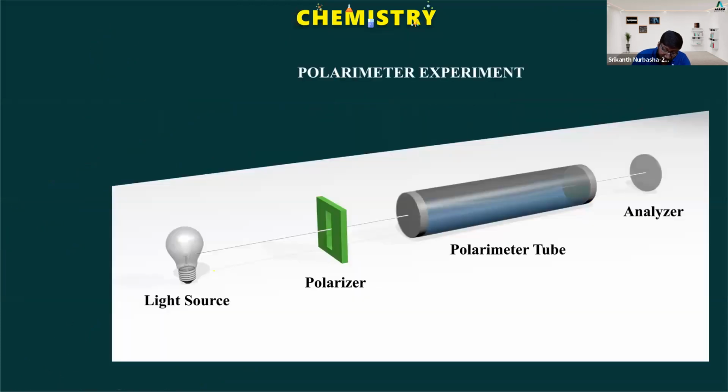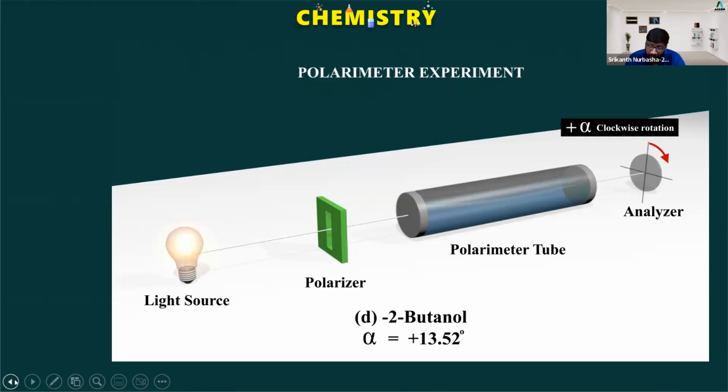So this is the light source. The light source is passed to a polarizer, and you have a polarimeter tube, and then we have an analyzer. So you can just look at the way the rotation is actually happening. From the light source, whatever light you are getting, after passing through the polarizer, you are getting plane polarized light.